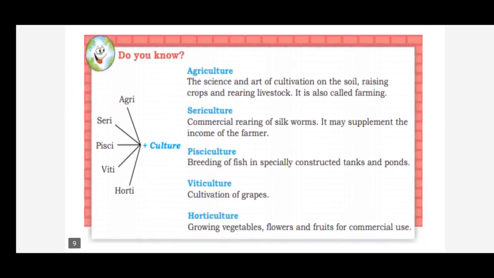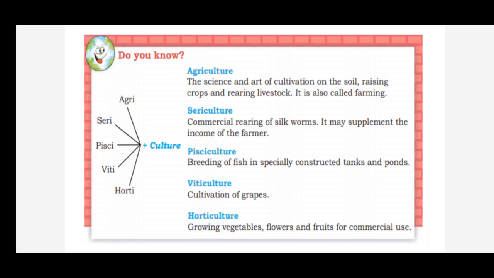Now let us know an important fact, children. Do you know there are different kinds of cultures? We know only agriculture. Agriculture means only cultivating the soil. But there are different cultures, children. Agriculture, sericulture, pisciculture, viticulture, horticulture. Agriculture is the science of cultivating the soil by raising crops or raising livestock. It's called farming.